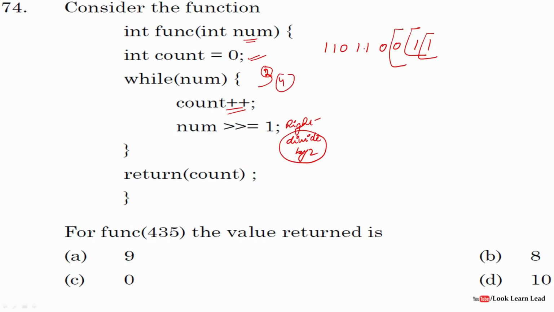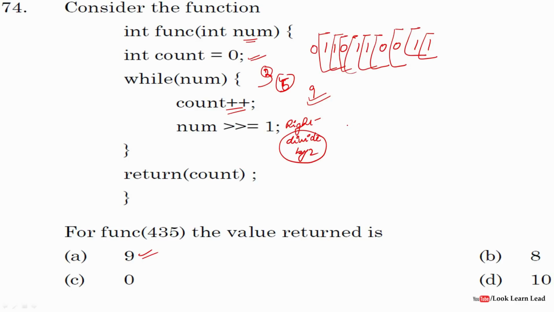Count is equal to 4, then we are shifting it. Count is equal to 5, we are shifting it. Count 6, shifting it. Count 7, shifting it. Count 8, shifting it. Count 9, shifting it. Here it would be 0. So the while loop would end, and return count is 9. So 9 should be our answer. Okay, this is the first way, we can convert it into binary and solve it.